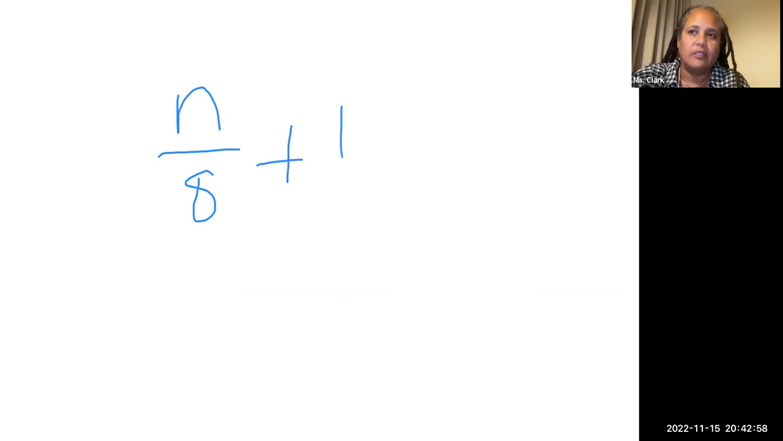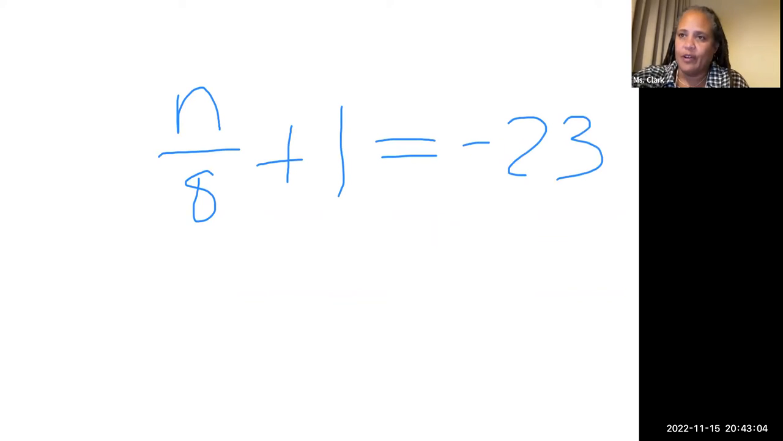So, for example, I might have... this one's pretty hard, so I'm gonna try to make an easy one. Let's just do n over 8 plus 1 equals negative 23. Let's see if that works, right?